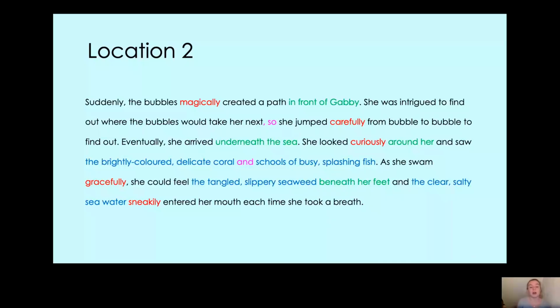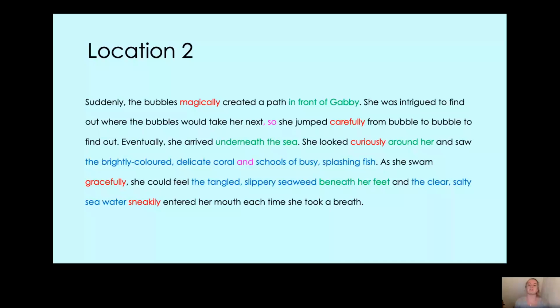Eventually, she arrived underneath the sea. Eventually, she arrived between the fish, amongst the fish. Eventually, she arrived under the water. Okay, eventually she arrived at the bottom of the sea. Okay, so look at all these different adverbs of place that you can use. I've used eventually she arrived underneath the sea, but there are lots of different options that you can use.